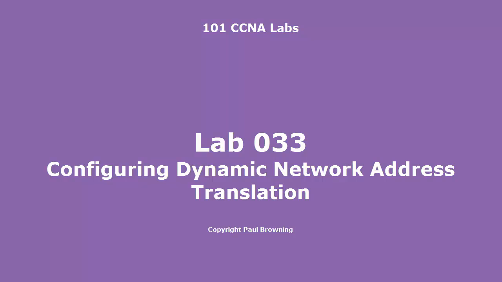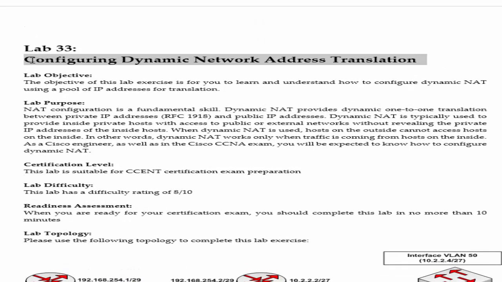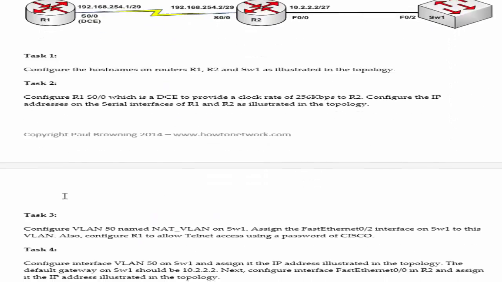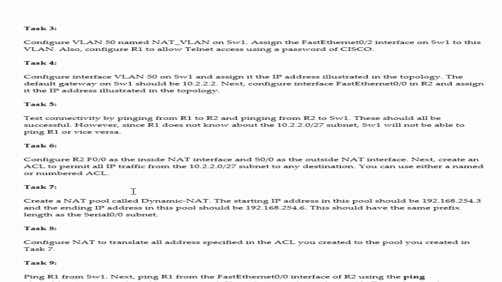Welcome to Lab 33, configuring dynamic NAT. Same topology as earlier actually. Introduction to the lab, obviously in the challenge part. You've got your interface VLAN 50 on your switch, requirement for your access list, and then a NAT pool.